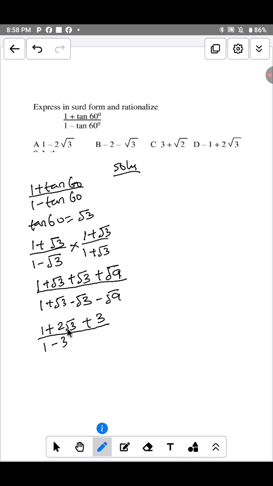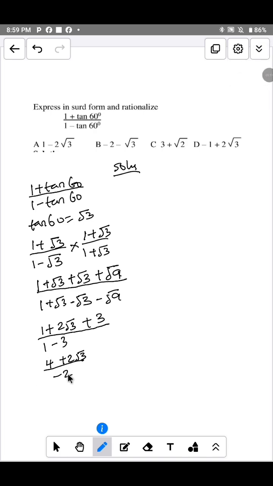So therefore, this one becomes 1 plus 3, which gives us 4. So we have 4 plus 2 root 3 divided by minus 2. Okay, now let's move further. In this place, this 2 can divide this 4 here, and 2 can also go into this 2 here. You understand?